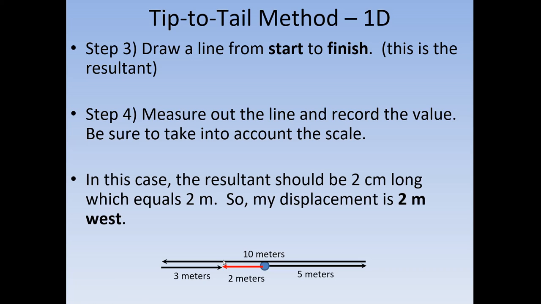We now measure the line and then use our scale to figure out what it represents. So here, if you draw it out properly, you'll find that it should be about 2 centimeters long, which according to our scale means it's 2 meters. So my final displacement will be 2 meters west.